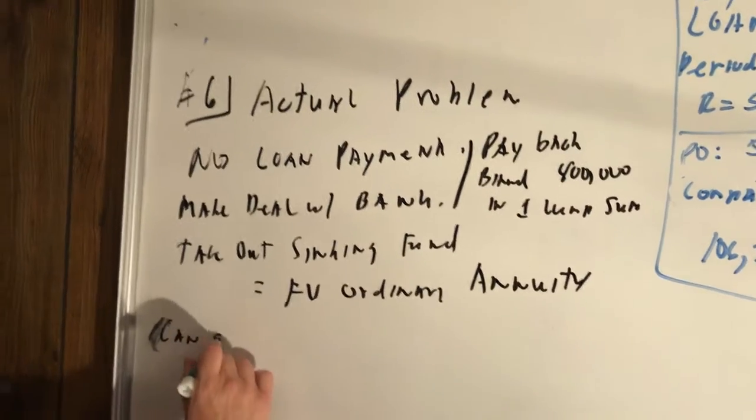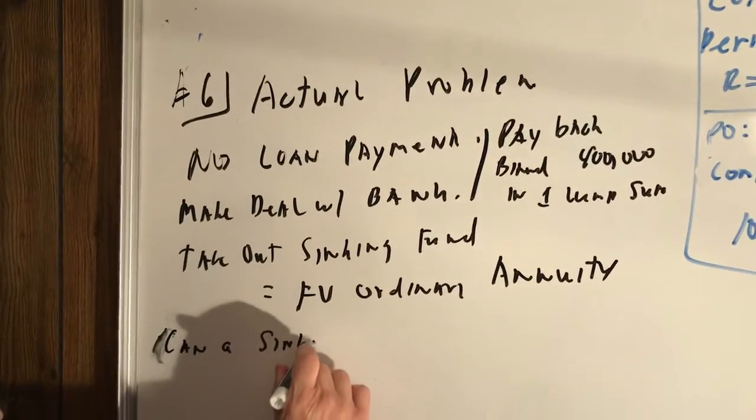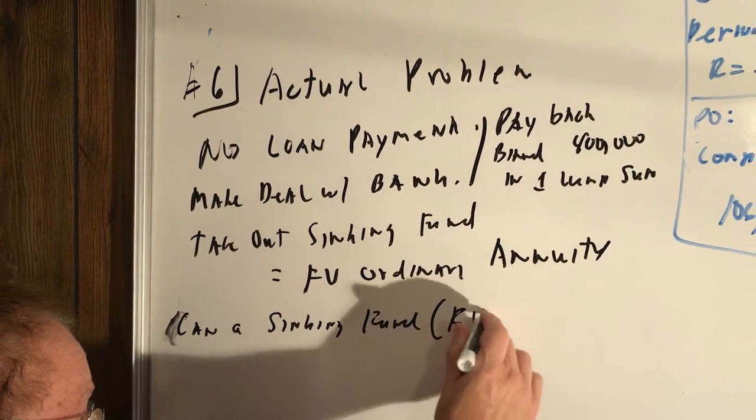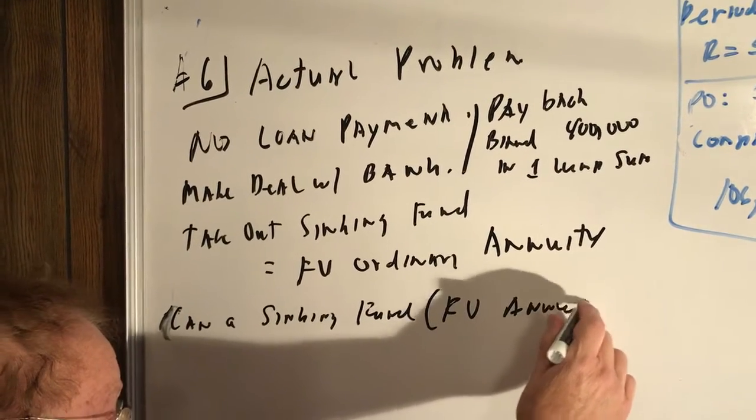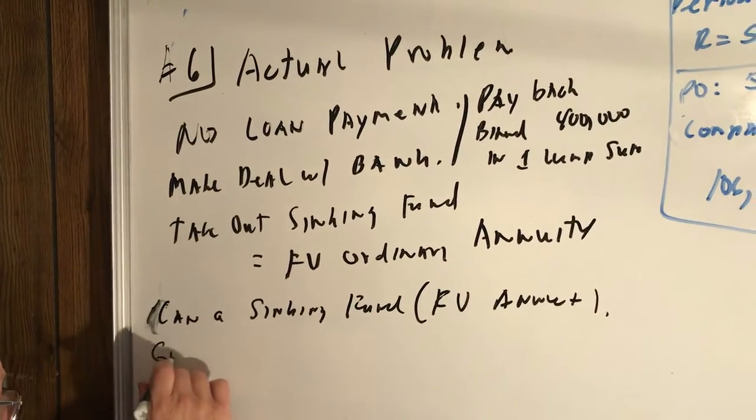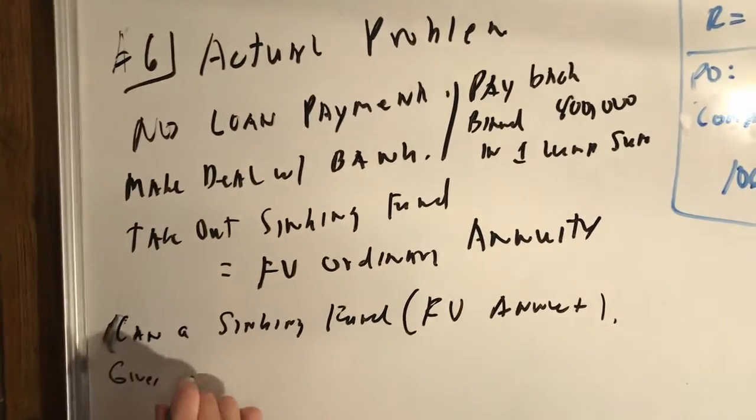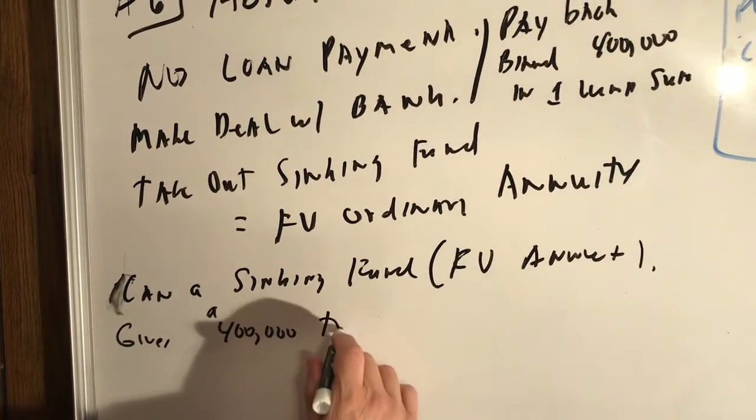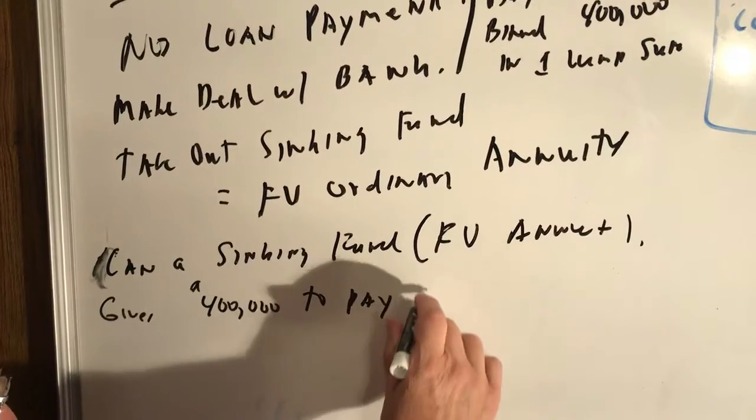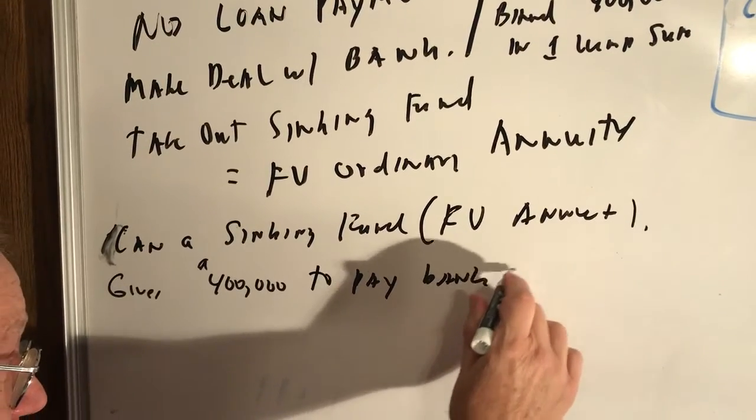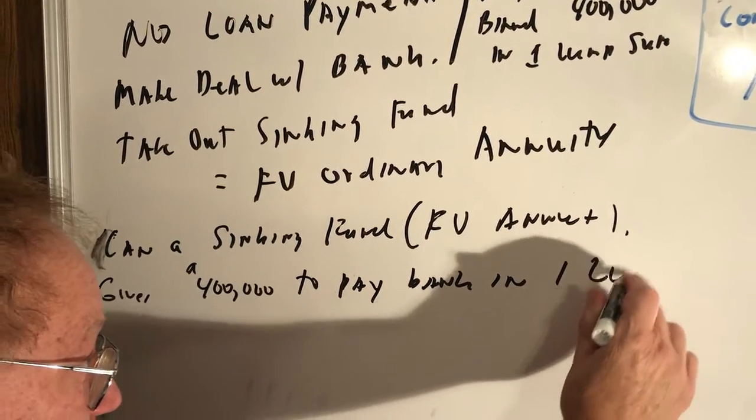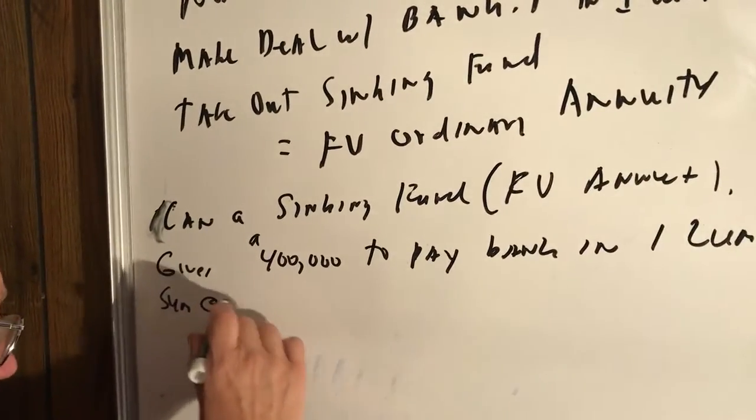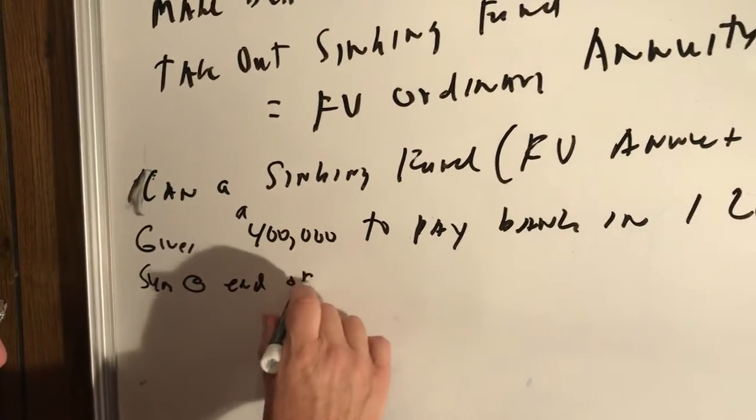can a sinking fund or a future value annuity give us $400,000 to pay the bank in one lump sum at the end of 5 years.